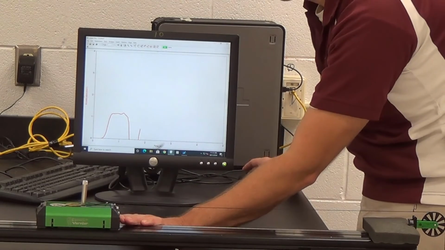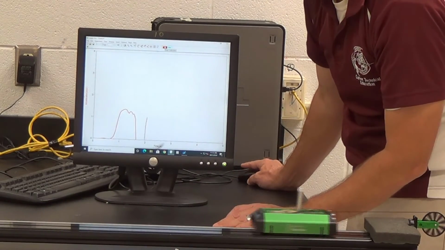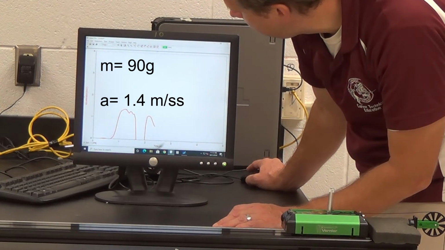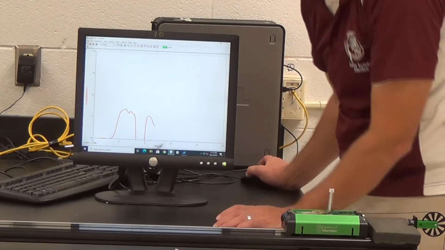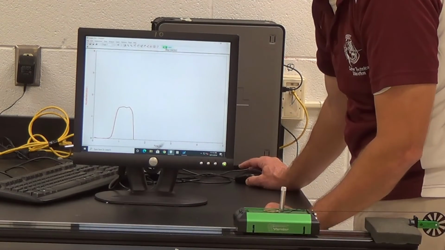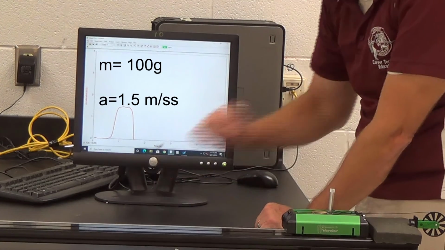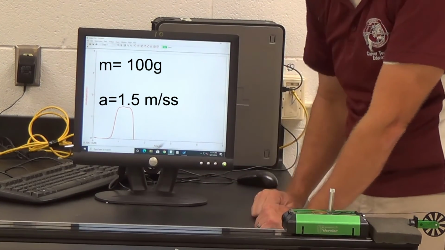All right, now with 90 grams on the pan. All right, here we have acceleration is 1.4. Call that 1.5. 1.5 with 100 grams on the pan.